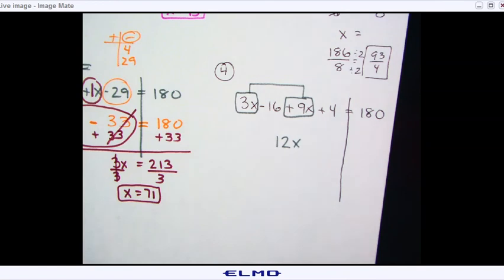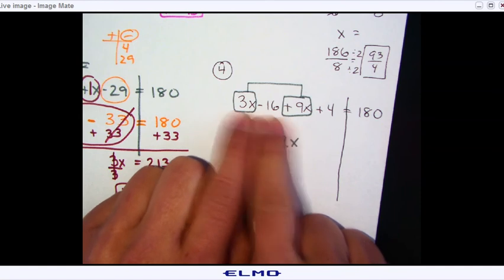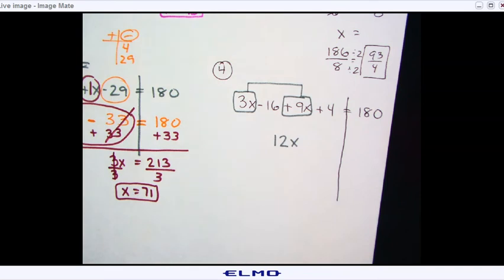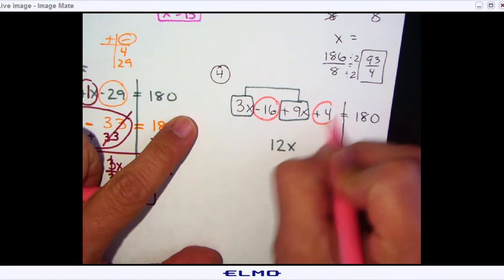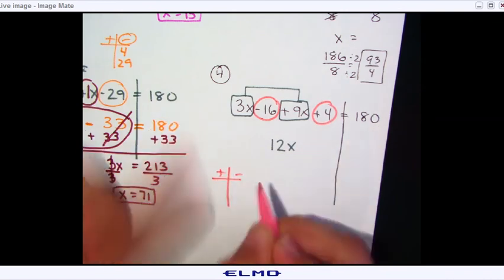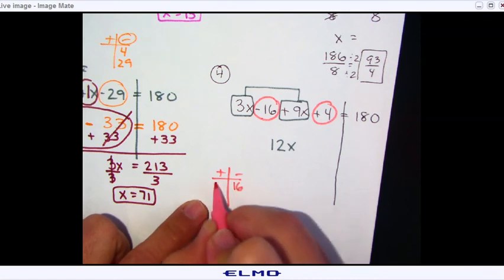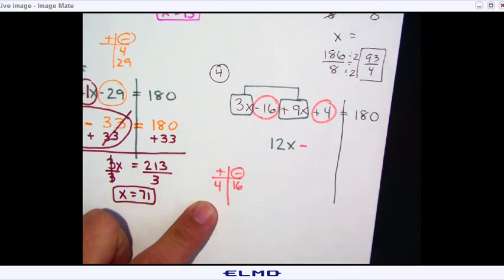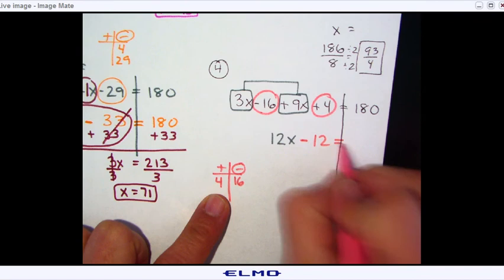Now the negative 16 doesn't have an x, so I can't add it with the 3x nor with the 9x. I have to add it with the positive 4, because those are called constants, numbers. So negative 16 plus 4, and I'm going to do the t-chart. When you combine like terms, negative 16, positive 4, who won? The negative team won, right? This negative by how many? 12, right? You subtract. Negative 12 equals 180.